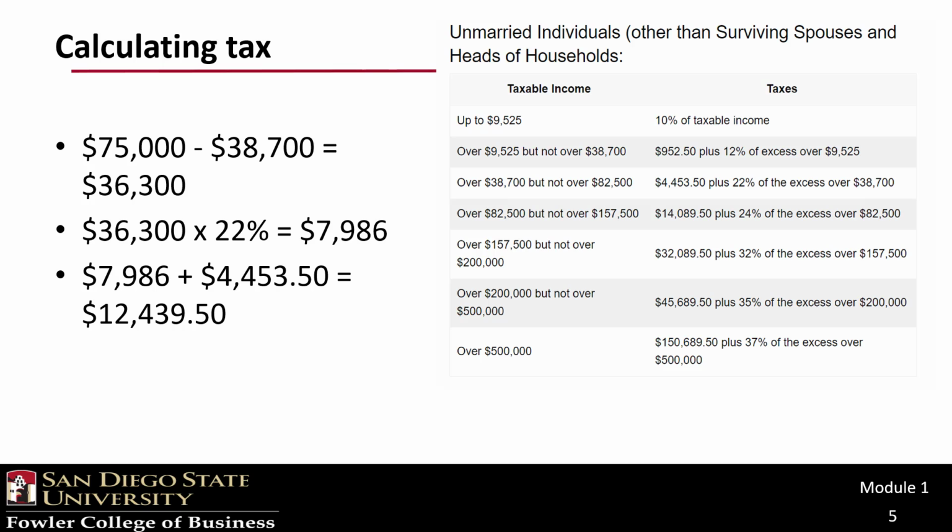Now, if you're interested in what those dollar amounts represent, that's the tax that has accumulated up to $38,700. If I take 10% up to $9,525 and then 12% of the money between $9,525 and $38,700, that total tax is $4,453.50. So that's why I add 22% of the excess over that. I get $12,439.50. It's just that simple. Learn it, know it, live it.